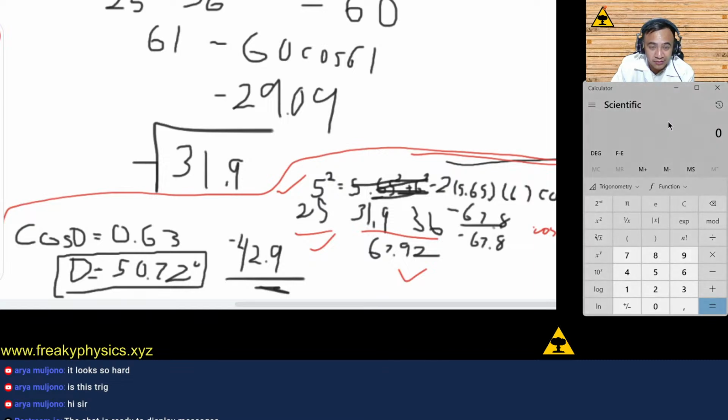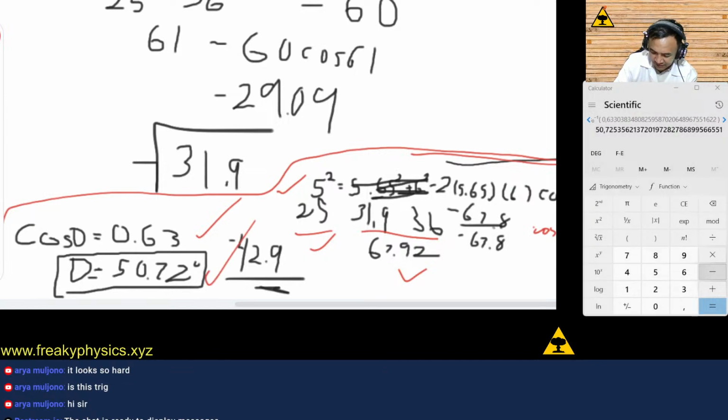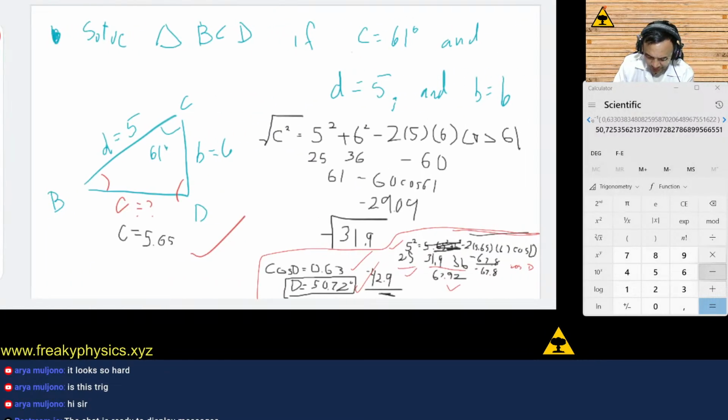Let me put that in the calculator. So that would be 25 minus 67.92, which should give you negative 42.92. Then divide by 67.8, and that gives you negative 0.66. Okay, correct. So your cosine D is correct. And finally, just find the inverse cosine of that. That's going to be correct. So, 50.72.